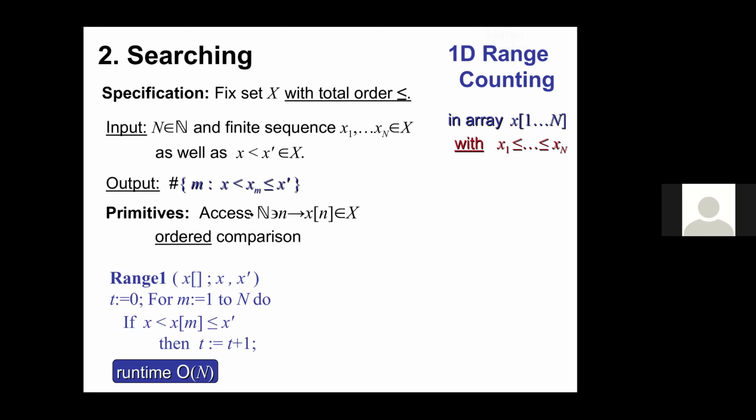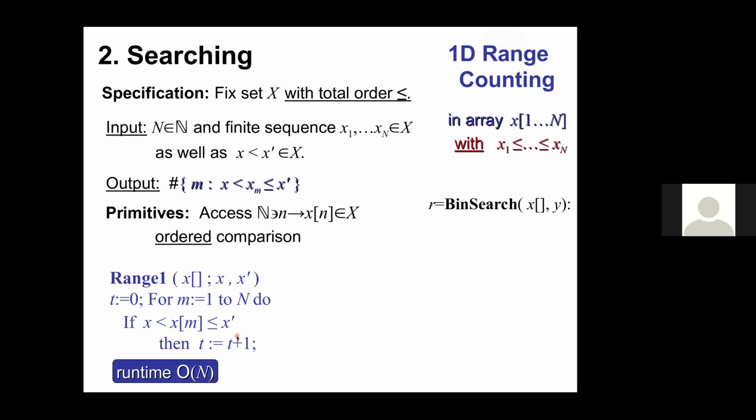So okay, what can you do? The first thing you can do is the naive algorithm. The naive algorithm is I simply go through the sequence from left to right. Whenever xm satisfies this, I count it to the set m, and then at the end I output the number of elements counted. So this is the naive stupid algorithm, which runs in linear time.